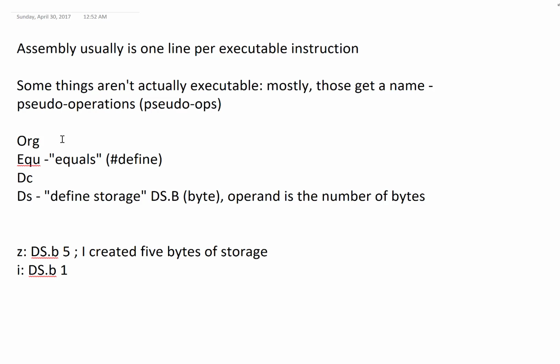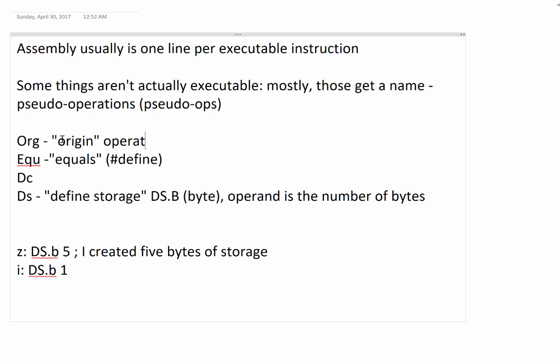Now, in order to use this meaningfully, in order, for example, to say, hey, I want Z to be at 120 and I to be at 100, like we've been using in our examples, we have to also learn about the org statement. So org stands for origin, and it means allow me to select where I am in memory. The operand is just the location in memory that you want to start at.